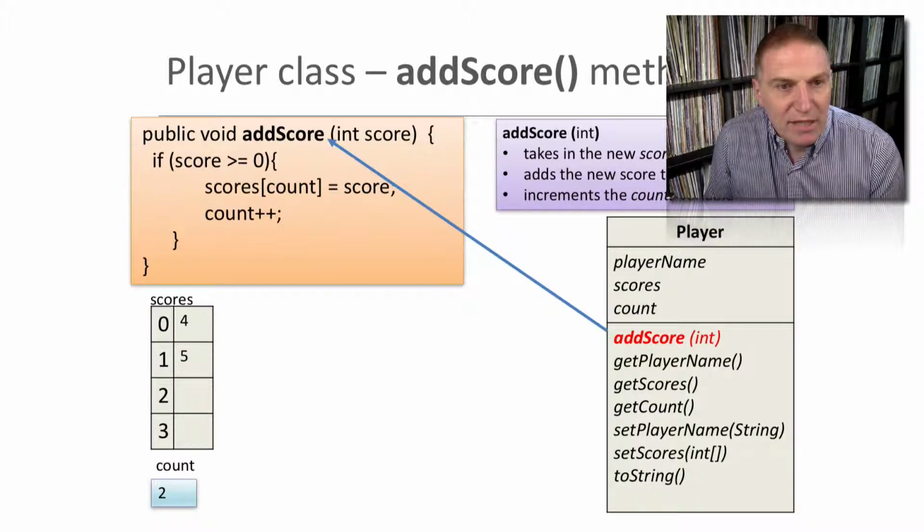So if we take a look at the scores array, in this example we've already got a count of 2, so that means we're using indexes 0 and 1. At index 0 the score was 4, so in the first game we had a score of 4, in the second game we had a score of 5. We have 2 sets of scores.